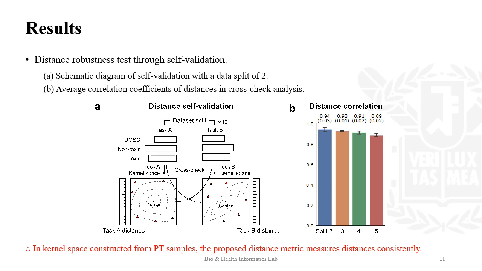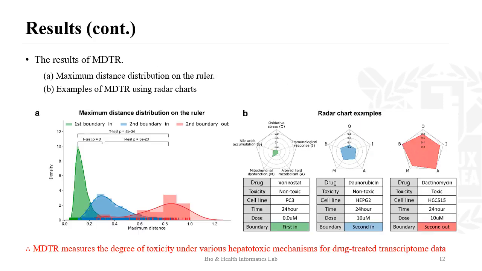First, to show the robustness of the proposed distance, we created distances using different sample sizes within the data and calculated the correlation between the distances created by each. As a result of self-validation, it was shown that the proposed distance was calculated consistently regardless of the sample size. Next, the MDTR distances were measured in the distribution shown in the figure below.